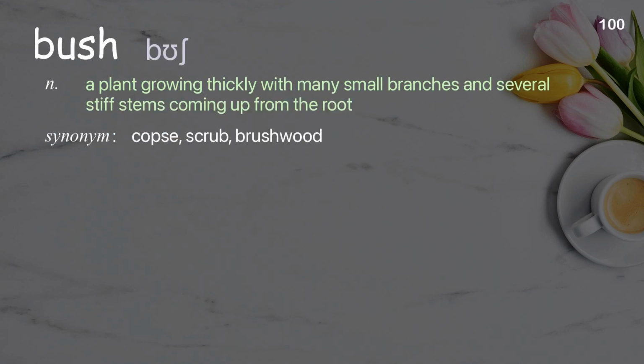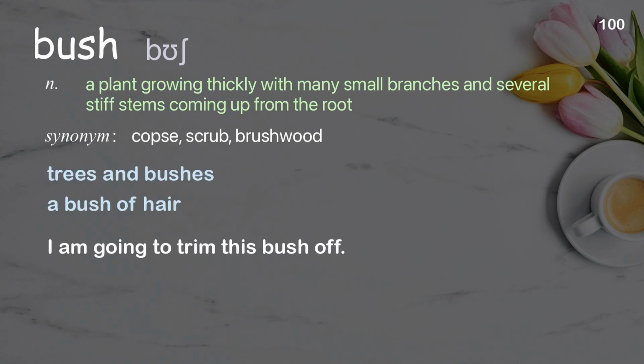Bush. A plant growing thickly with many small branches and several stiff stems coming up from the root. Examples: Trees and bushes. A bush of hair. I am going to trim this bush off.